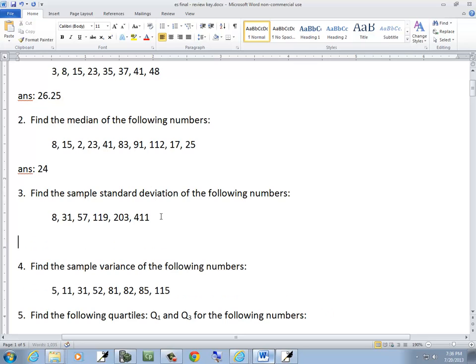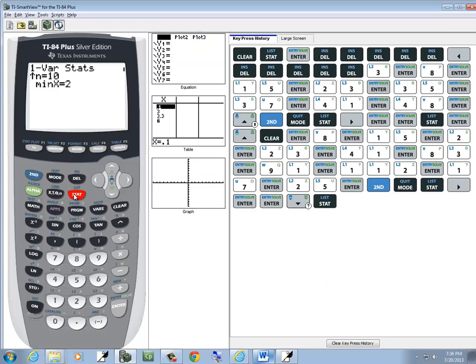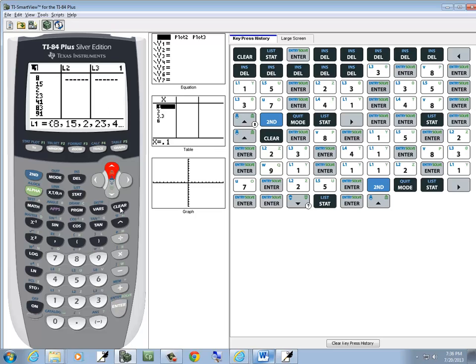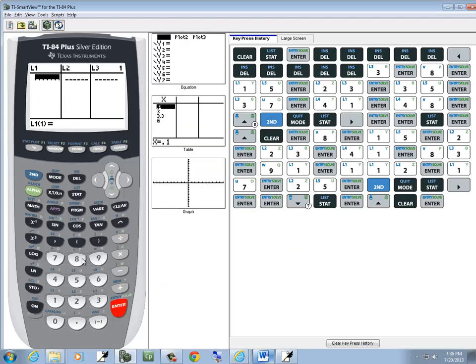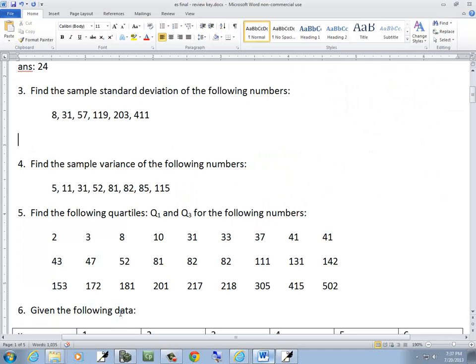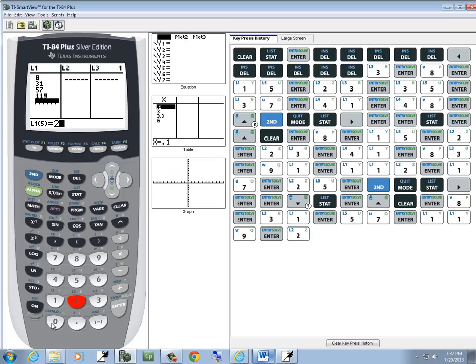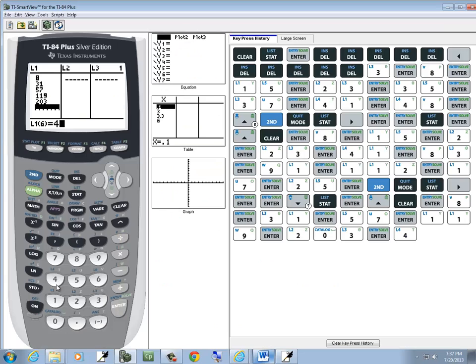Now in problem 3, we want to find the sample standard deviation. So I'm going to go back and input that. So I'll press stat, enter on edit, and I'll up arrow and highlight L1, press clear, and then press enter. And we got 8, 31, 57, 119, excuse me, 203, and 411.